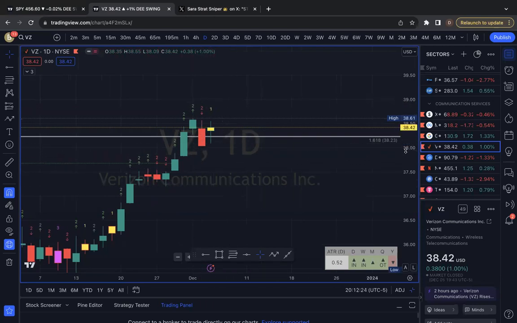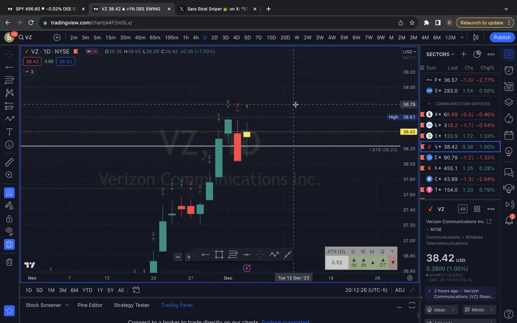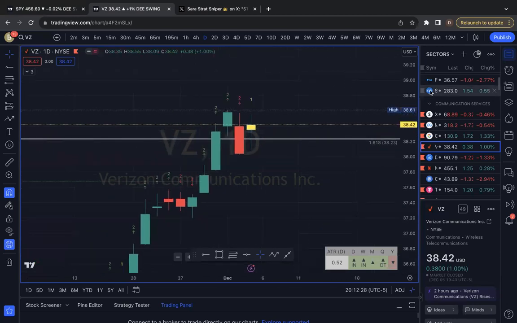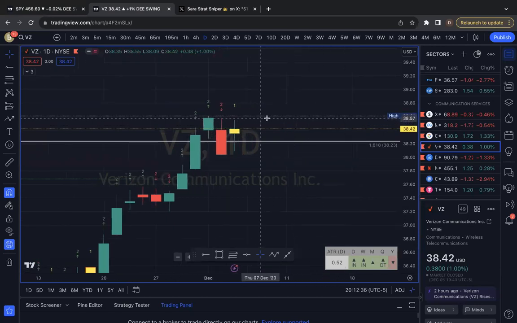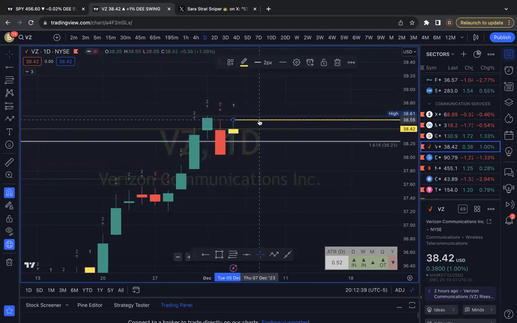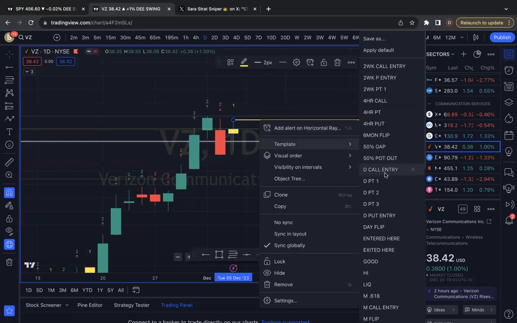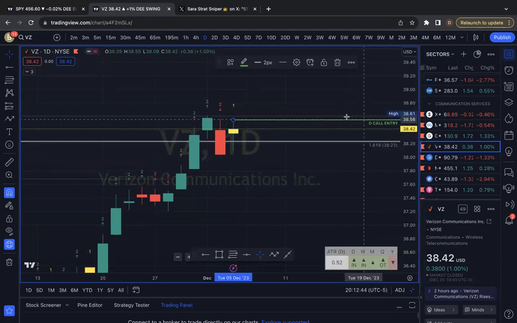It's stuck inside. So when you're charting and you see this at night, and you should be charting the night before the market opens, so you're prepared, how you would chart this is you would chart for calls first. So this is my call entry, my daily call entry right there.